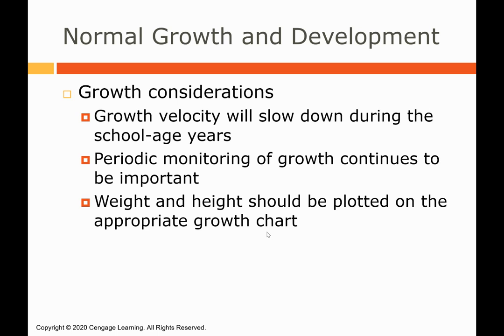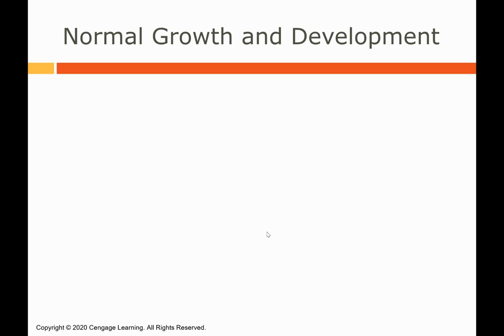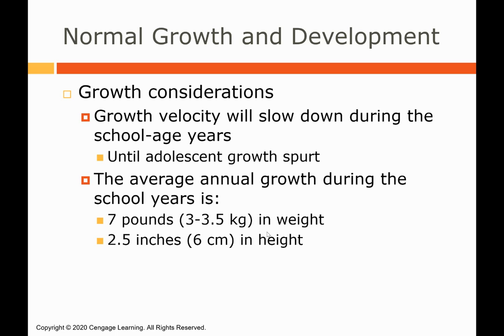So what are some growth considerations? We talked about how growth velocity slows down during the school age years. We see more rapid growth spurts earlier in infancy and then in toddlerhood, and then we will see another big growth spurt again in adolescence, the adolescent growth spurt. So periodic monitoring of growth continues to be important, and weight and height should be plotted on the appropriate growth chart, which you have all now had experience doing. So great job.